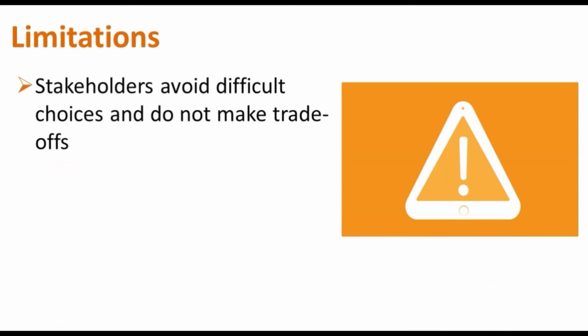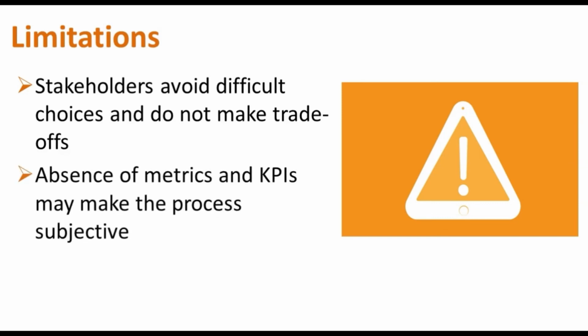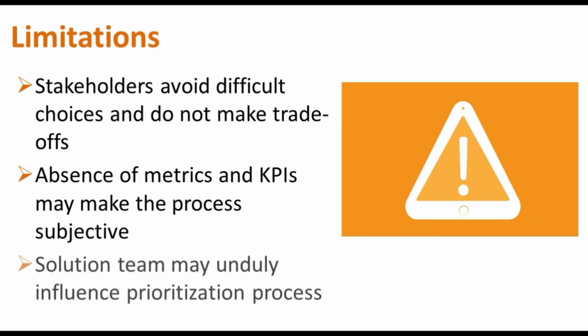So what are the limitations? The limitations are often stakeholders don't make difficult choices and they don't agree to trade-offs, which becomes difficult. Then the absence of metrics and KPIs may make the process subjective. Unless you really have a quantitative way to decide on prioritization, people may perceive that to be a subjective process. It's also possible that the solution team may unduly influence the prioritization process.